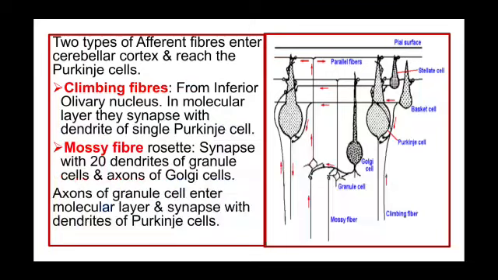Now we have two types of afferent fibers entering the cerebellar cortex to reach the Purkinje cells. They are the climbing fibers and mossy fibers. Climbing fibers come from the inferior olivary nucleus. In the molecular layer, they synapse with the dendrites of a single Purkinje cell. The mossy fiber rosettes synapse with dendrites of granule cells and axons of Golgi cells. The axons of granule cells enter the molecular layer and synapse with the dendrites of Purkinje cells.